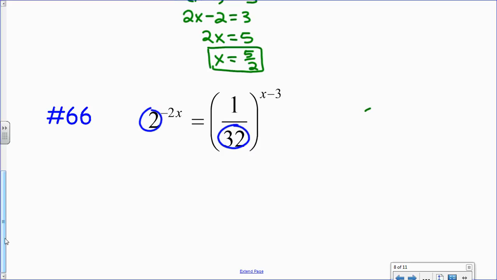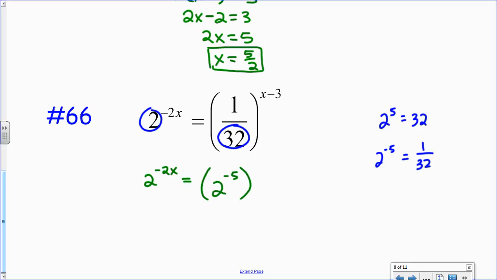So 2 to the 5th is 32. But remember, it is 1 over. So I have to use negative 5. Because I want the 1 over, I have to use negative 5. Alright, so I don't have to change anything on the left, because that's already base 2. On the right, I'm writing 1 over 32 as 2 to the negative 5th. So that 2 to the negative 5th equals 1 over 32. I'm not changing the values at all. I'm just rewriting.